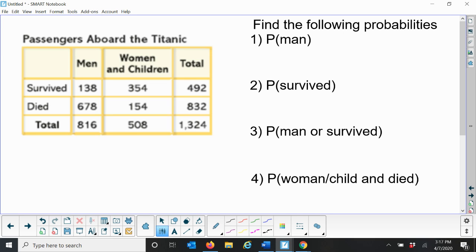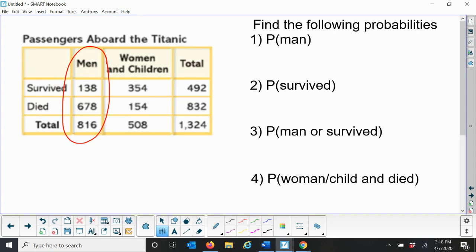All right, so we are going to talk about finding probabilities when our information is given to us in the form of a table. So we're looking at information about passengers who were aboard the Titanic. My first question here is finding the probability that if I picked a random person, it is a male. So I'm going to look at my men column here, and I'm just looking for men in general. Now, they did break this down by survivors and non-survivors, but again, I'm just looking for men in general, not worried about their survival status.